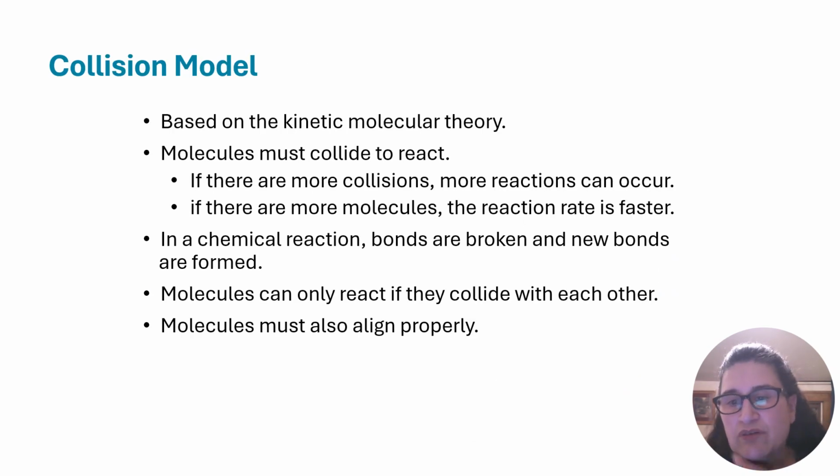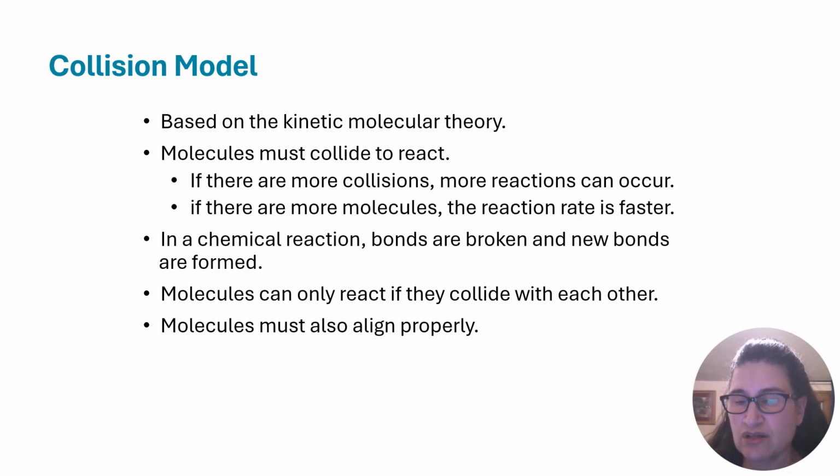Now, the collision model, sometimes called the collision theory, is based on the kinetic molecular theory, so molecules have to collide in order to react. And if there are more collisions, the reaction is going to occur faster. Likewise, if there are more molecules, we're going to have more collisions and the reaction rate is going to be faster. In a chemical reaction, bonds are broken and new ones have to be formed. That means the only way to form products is to have the reactants collide together, break those bonds, and form new ones to make the products.